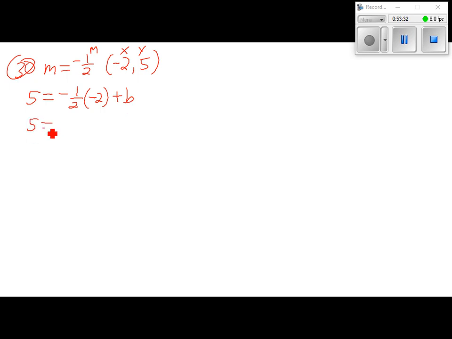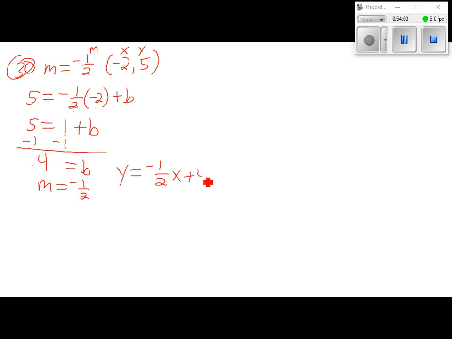5 equals -1/2 times the -2, that's going to be a positive. Half of 2 is just 1, plus b. Subtract 1 on both sides. Sometimes this way works out really easy. So b equals 4. M is -1/2 still. I'm going to plug into y equals mx plus b form. So y equals -1/2, that's our m, times x. B is 4, so plus 4.